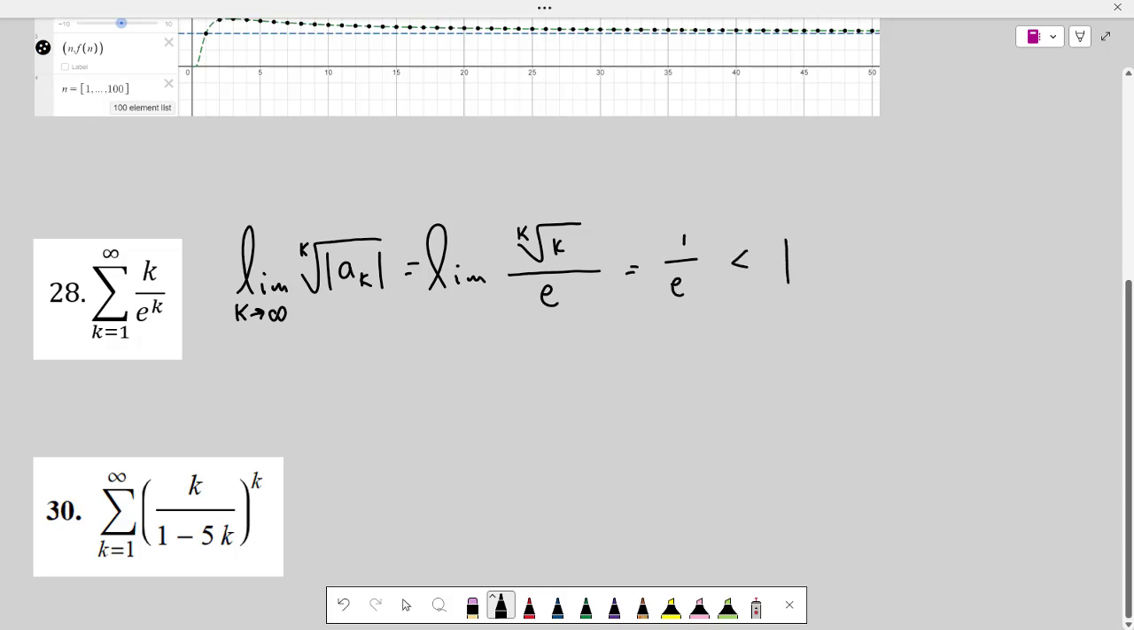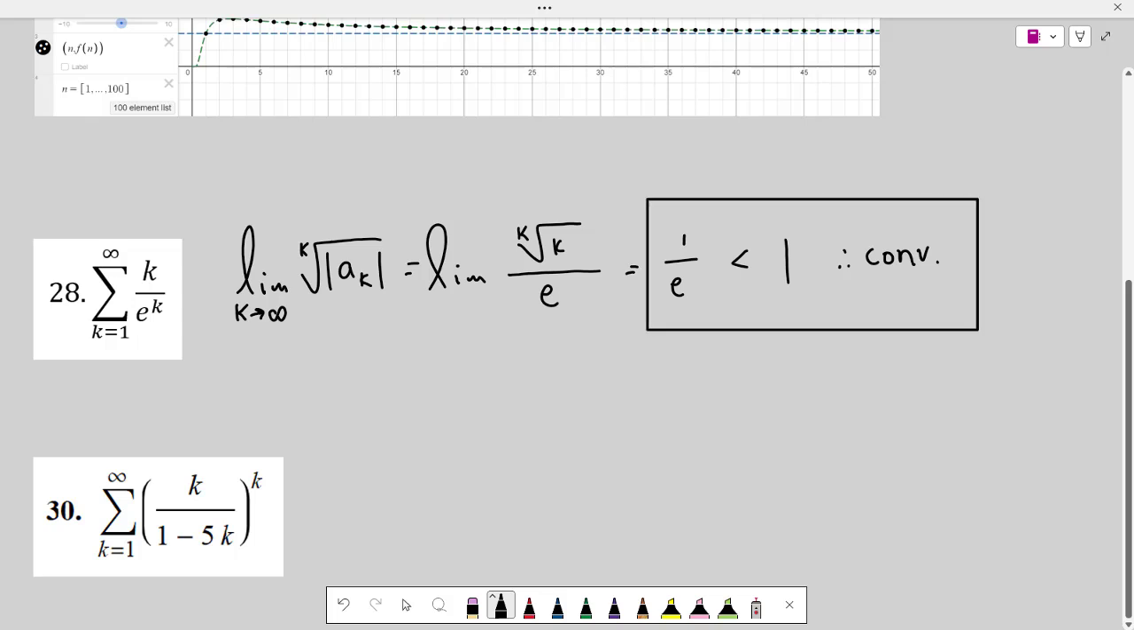That's less than 1. Therefore, converge. So that 1 over e is what they call rho, Greek letter r. Just like the ratio test, just like the geometric series, if r is less than 1.